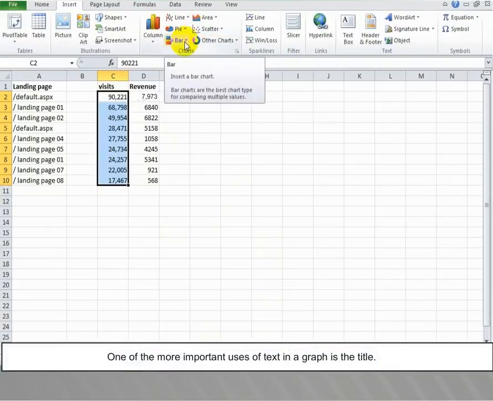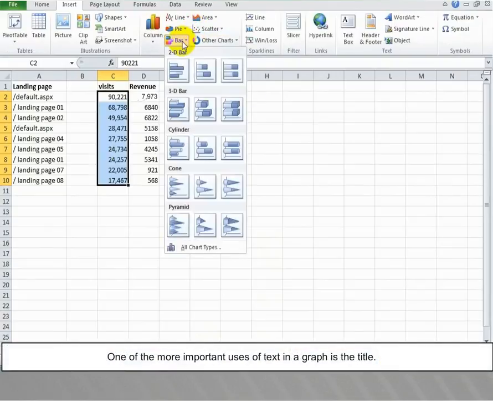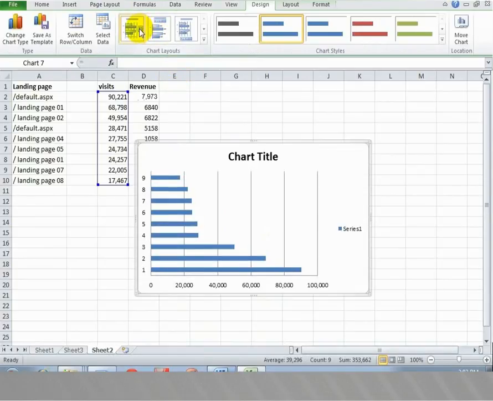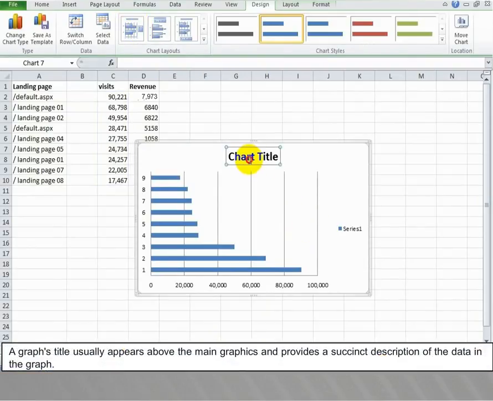One of the more important uses of text in a graph is the title. A graph's title usually appears above the main graphics and provides succinct description of the data in the graph.